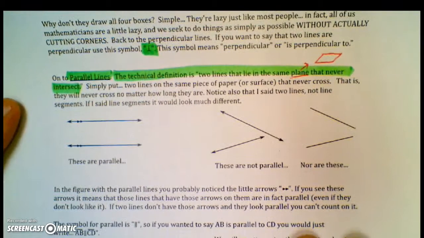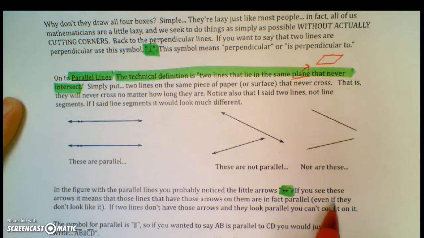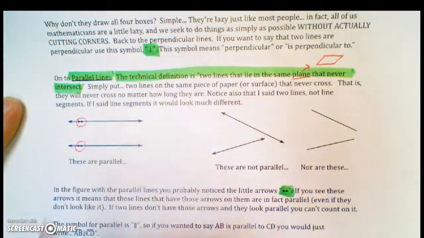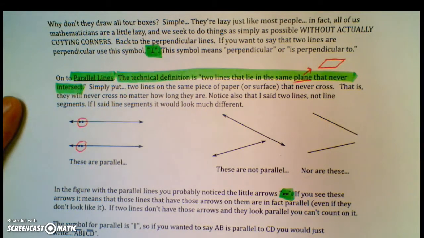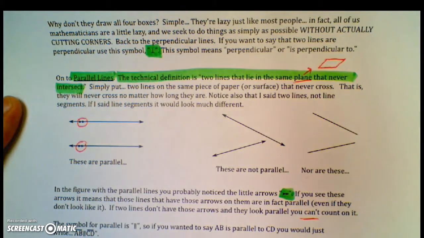In the figure with the parallel lines, you probably noticed these little arrows. If you see these arrows, it means that those lines that have those arrows on them are in fact parallel, even if they don't look like it. So if you see these little arrows on a diagram for lines, it indicates that those two lines are parallel to each other. If two lines don't have those arrows and they look parallel, you cannot count on it. So you can't just think that because they look parallel, they're parallel. They normally need to have these arrows unless they're told to you otherwise.